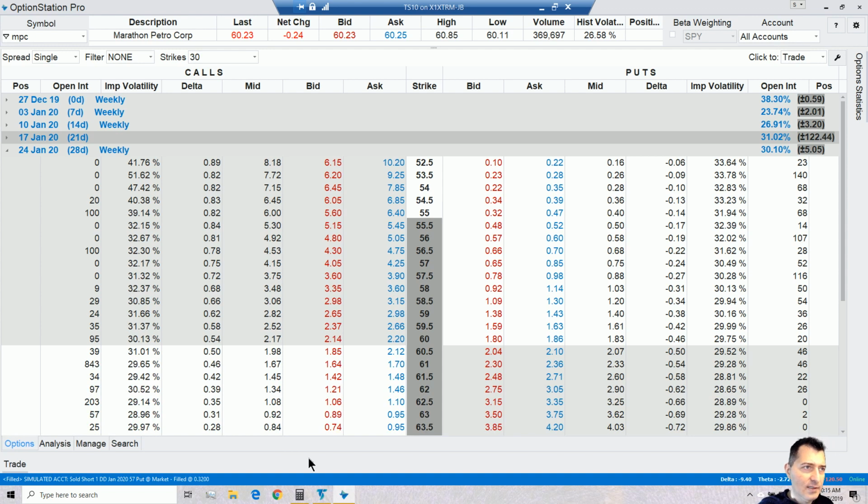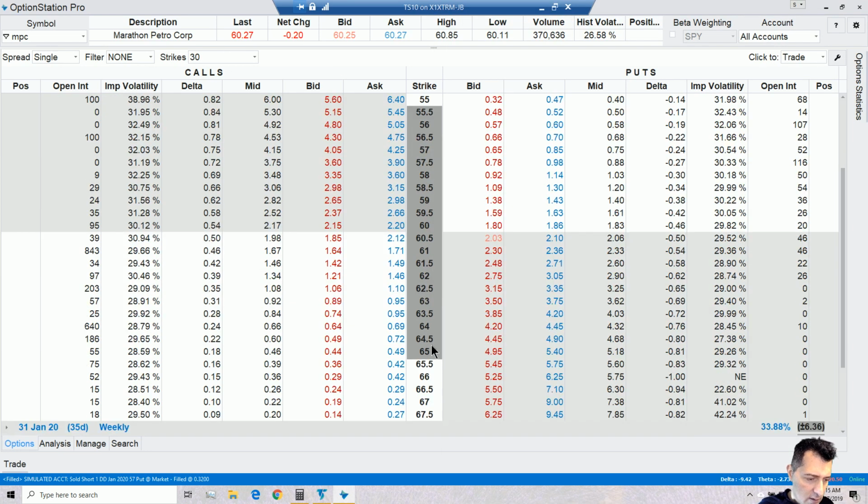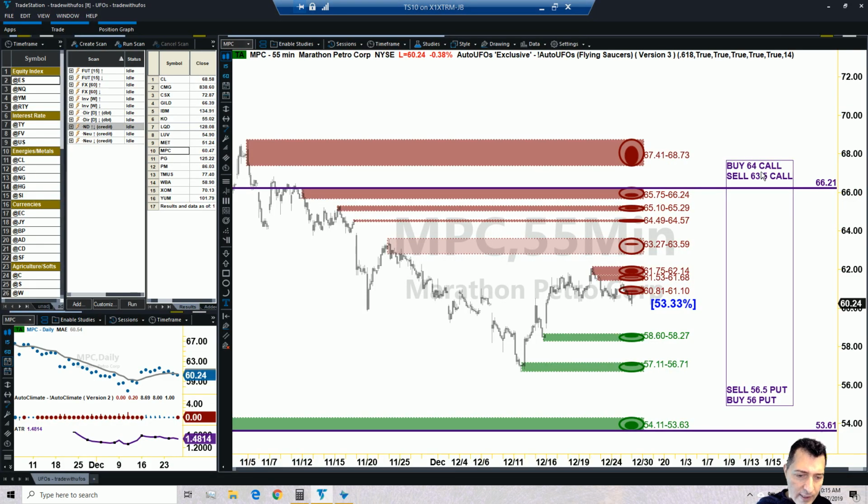We said that earnings are on the 29, so 24 is still valid, and I believe that should work. If I do 66, I get paid 36 cents, as you can see. And if I do 55.5, I get paid 50 cents. So yeah, that looks to me valid. So let's go for it.